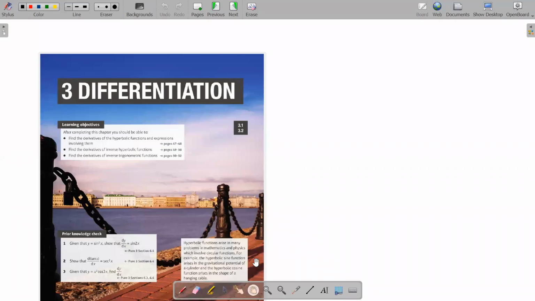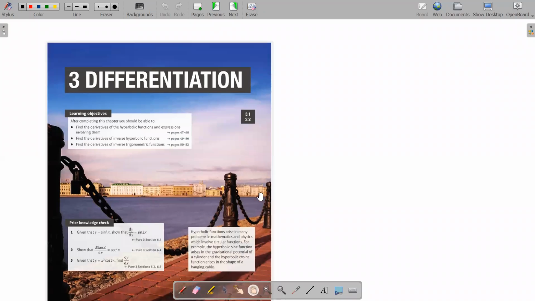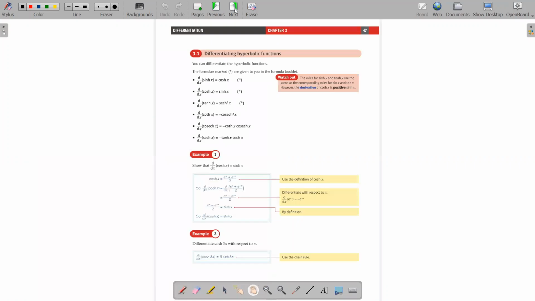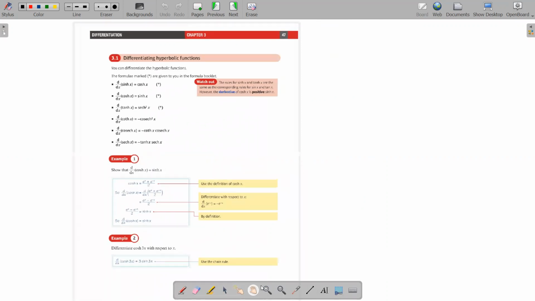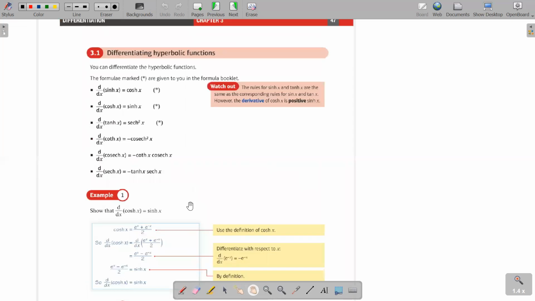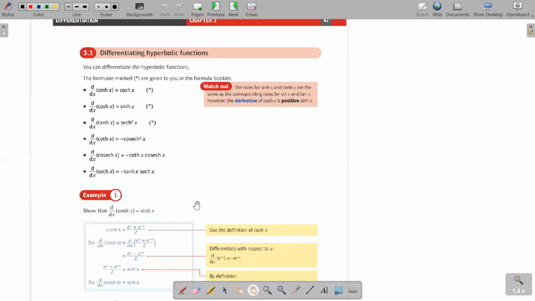Okay, so today we are going to start chapter 3 in the F3 book, differentiation. In this chapter they're discussing differentiating hyperbolic functions. Previously we have learned all the rules in the P3 and P4 books. You have learned about differentiating trigonometric functions, isn't it? So now in this book we are learning how to differentiate the hyperbolic functions.